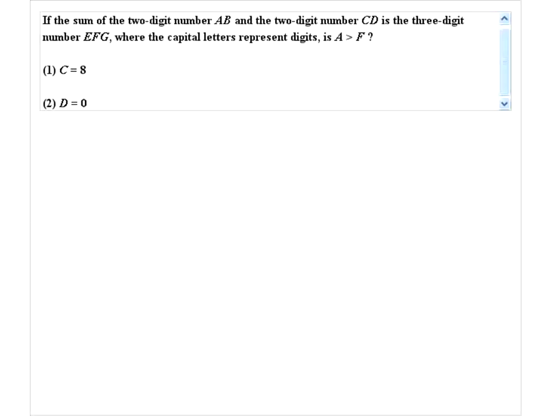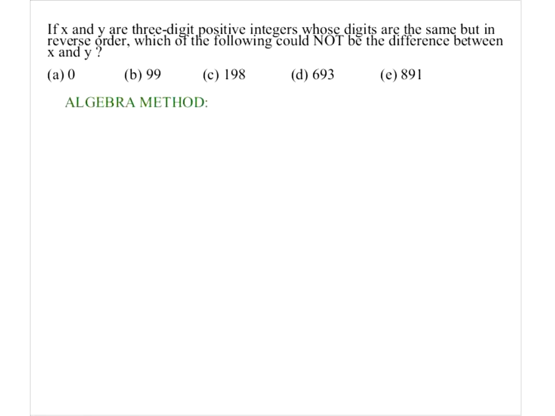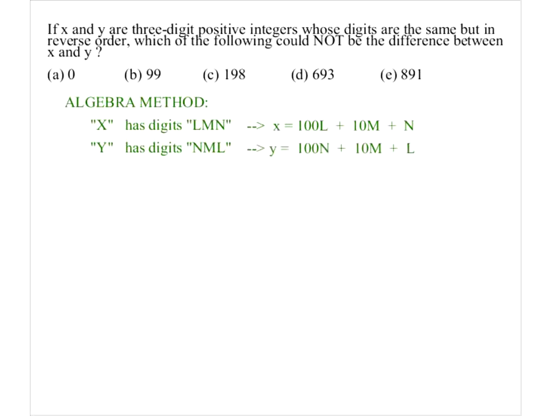So let's do that. The algebra method is the reverse order digits. X has digits L, M, N. And then Y has the same digits in reverse order, so that's N, M, L. So X can be written as 100L plus 10M plus N. And then Y can be written as 100N plus 10M plus L.